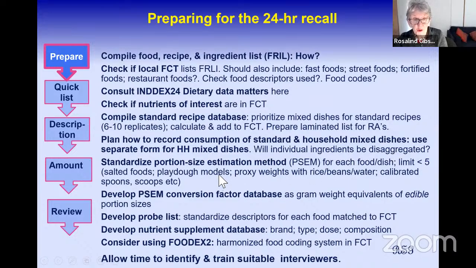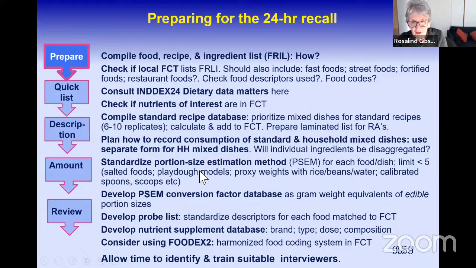The next very time-consuming effort is to standardize your portion size estimation methods for each food or dish. Intake.org recommends that you limit the choice of your portion size estimation methods to not more than 5 per survey. Otherwise, your enumerators find it rather complicated. And they suggest that you consider using salted foods for your major staples such as rice, Play-Doh models, and proxy weights using rice, beans, or water, and calibrated spoons or scoops. So those are the portion size estimation methods that Intake.org recommends.